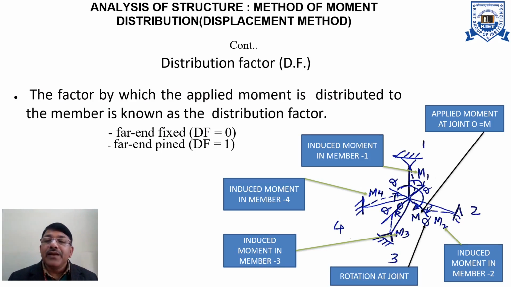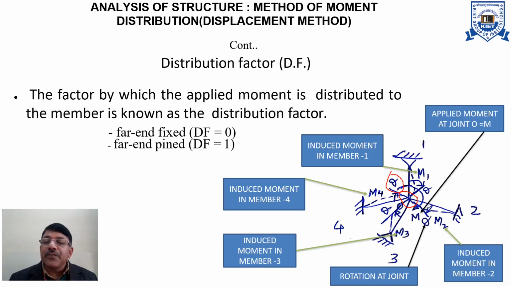Next is what? We need to find out that if there are n number of members meeting at joint O, say here for example, you can notice that this joint is joint O, and there are 4 members, member 1, member 2, member 3 and member 4, meeting at the joint, and one moment M is applied at the joint in the anti-clockwise direction.